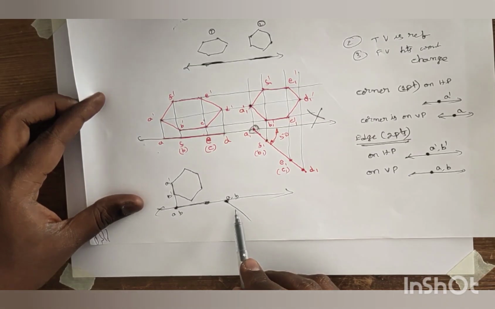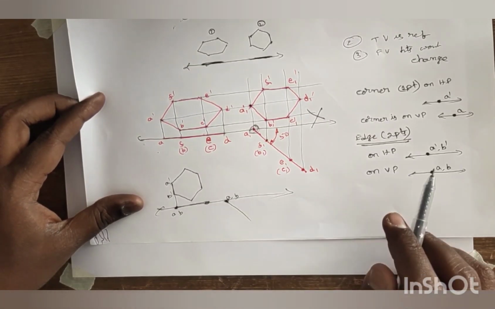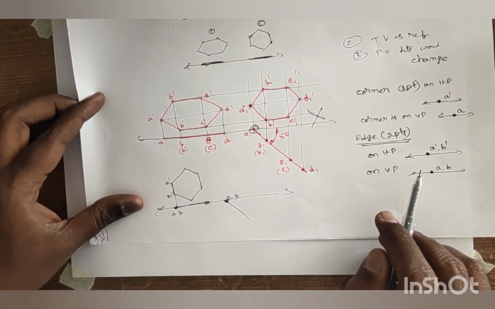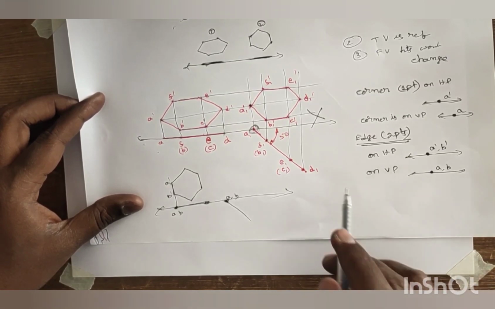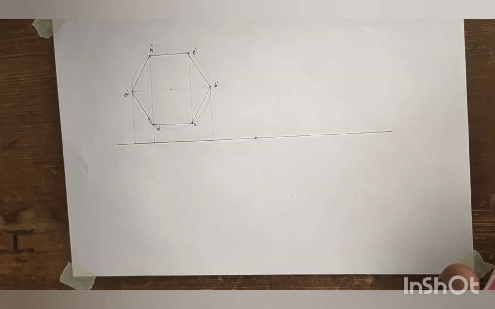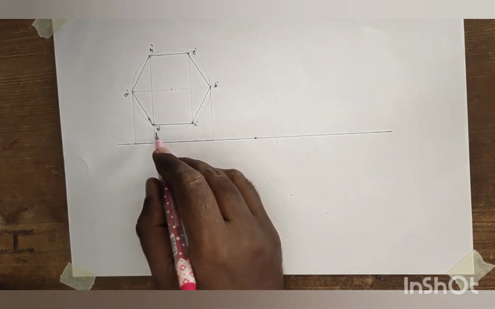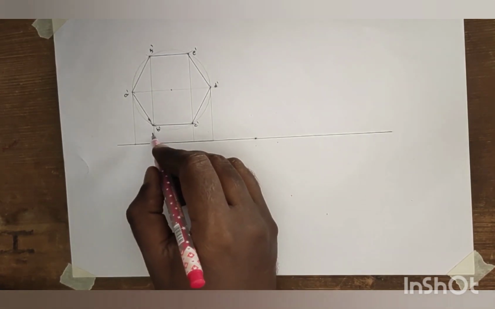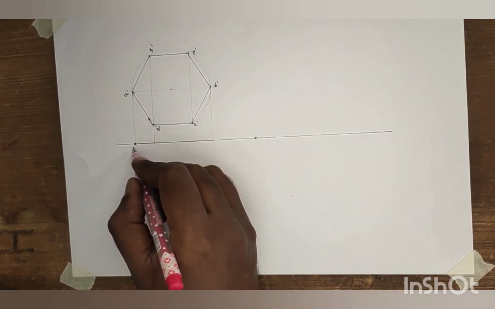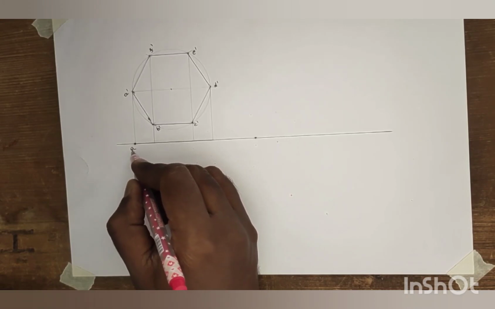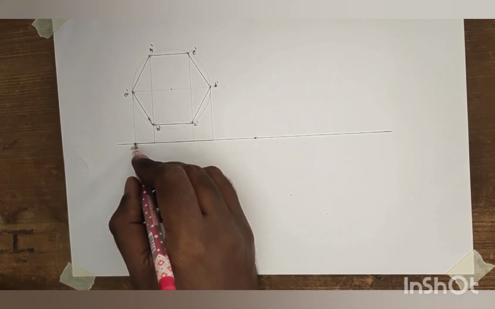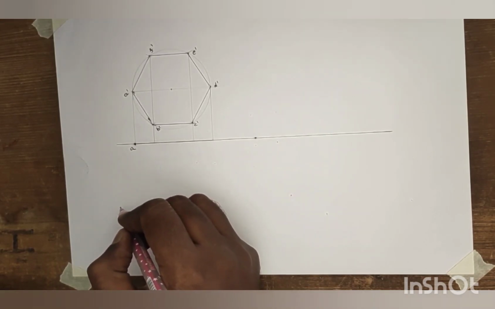After tilting also, we are going to get A comma B. Is it clear to all of you? Good. Now, this position is wrong. Why is it wrong? Because it is going to be an edge on corner on VP problem. So after rotating, here only one point will be present.